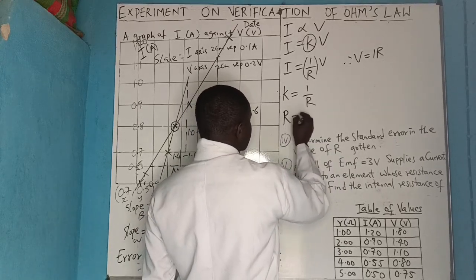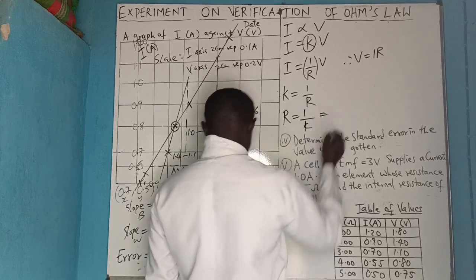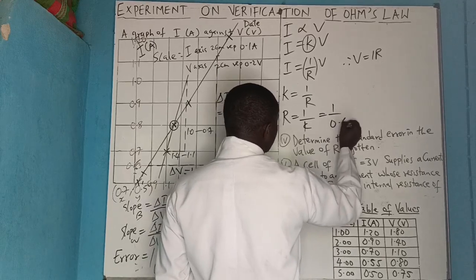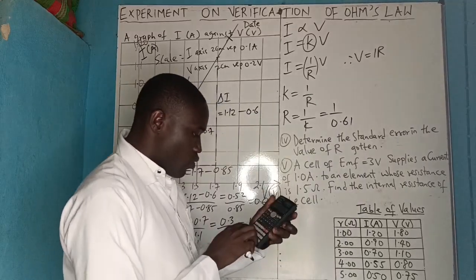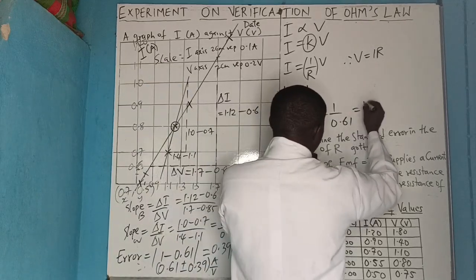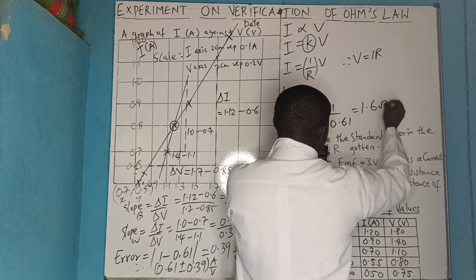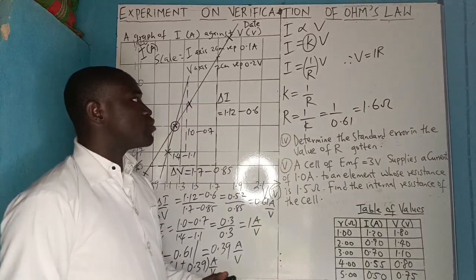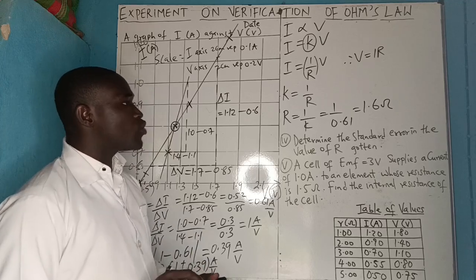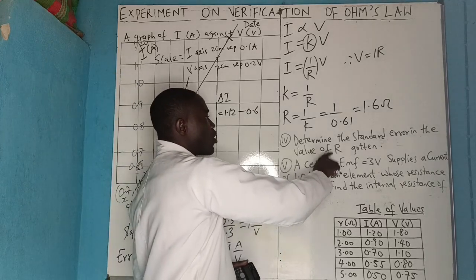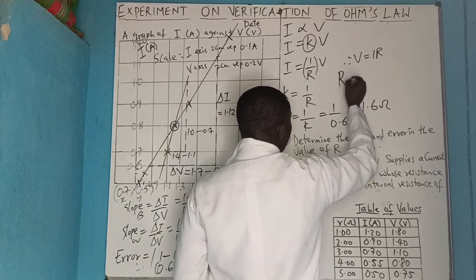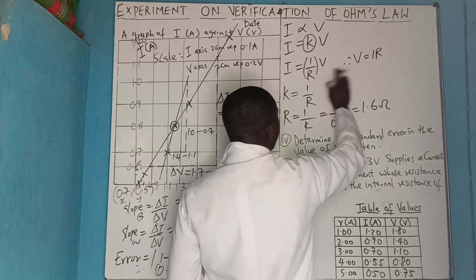Our K is equal to 0.61. So R is 1 over 0.61, 1 divided by 0.61. We have it to be 1.6 ohms. You have your R to be 1.6 ohms. Okay? Now, if you want to get the standard error in R, you say standard error in what? R.